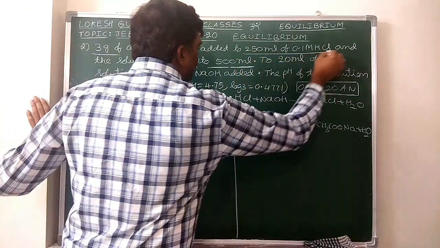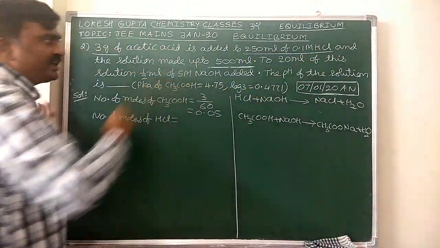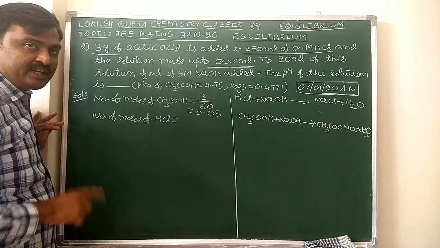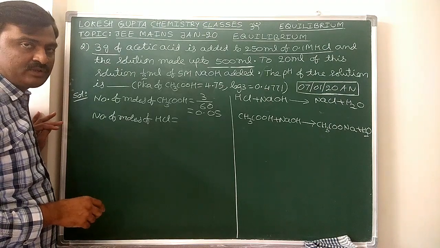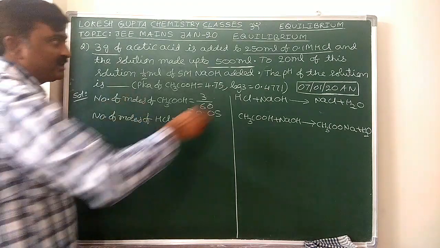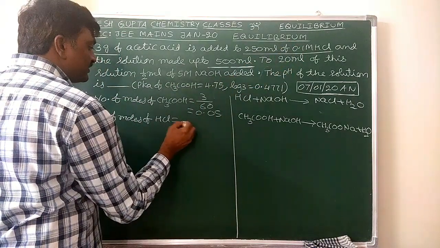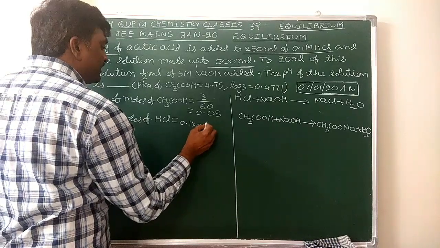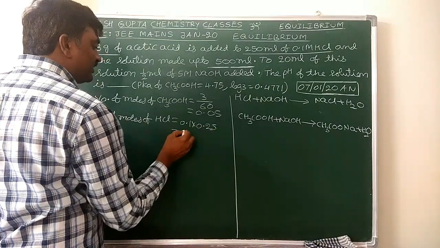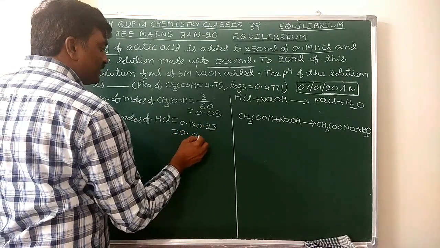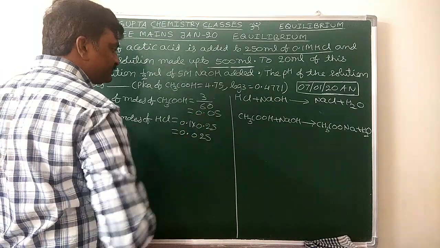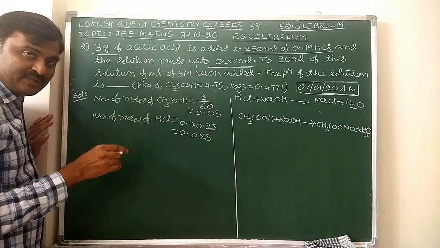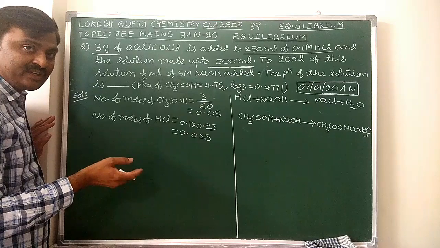Next, the number of moles of HCl. When molarity and volume are given, number of moles equals molarity into volume in liter. Molarity 0.1 into volume in liter 0.25 equals 0.025 moles. Now see, after mixing, what are we doing?